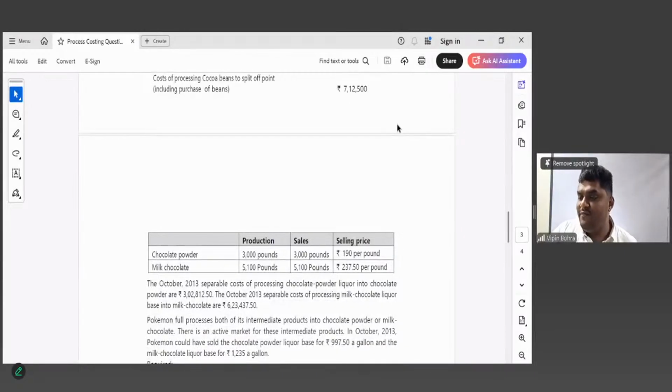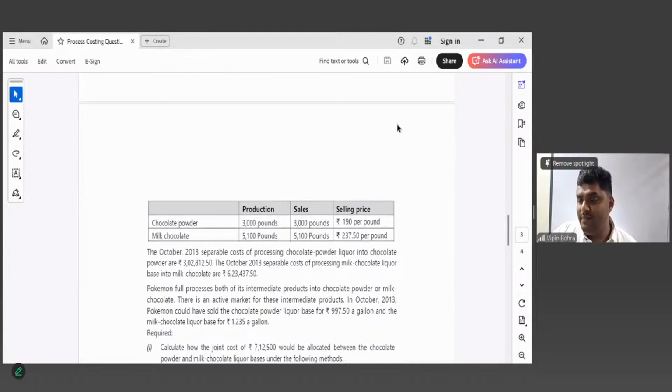Chocolate powder, that is the final product, that is chocolate powder and milk chocolate, the final output is 3,000 pounds and 5,100 pounds. And again, the same number of units are sold. It means there is no closing stock. The selling price is given.